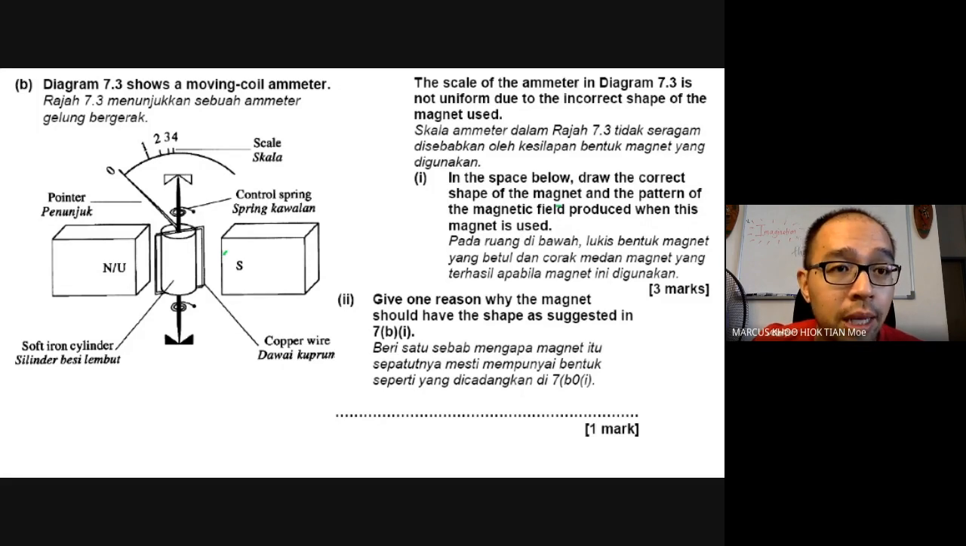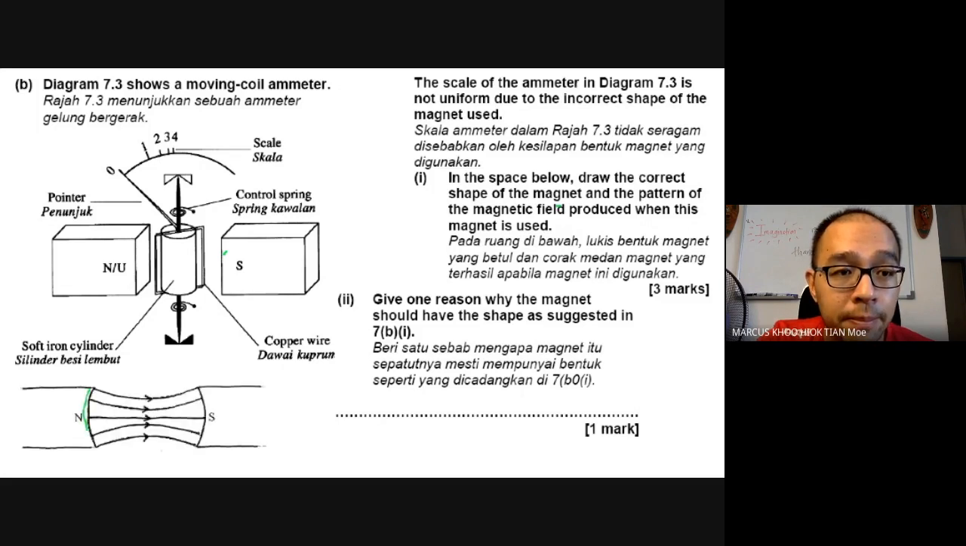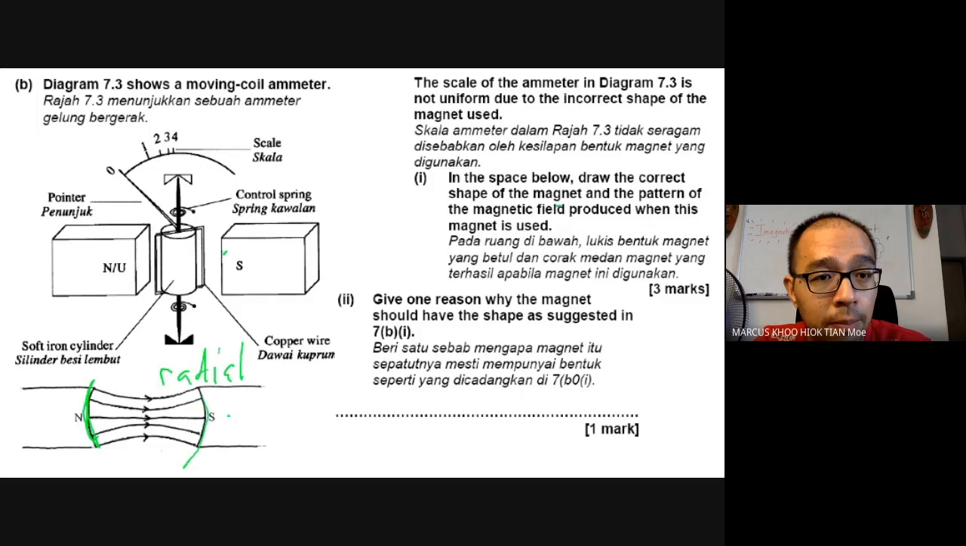Look at its scale. 1 here, 2 here, 3 here, 4 here. So it is not even. It is not uniform. We usually like our ammeters to be uniform. So how we do this is we change the magnet into this shape. We make it a radial shape. So this is called a radial magnet. Radial magnet.